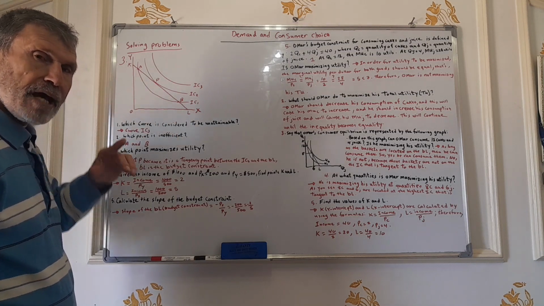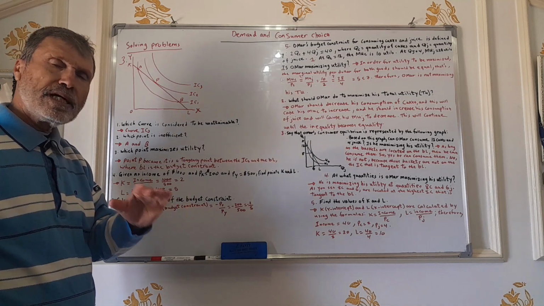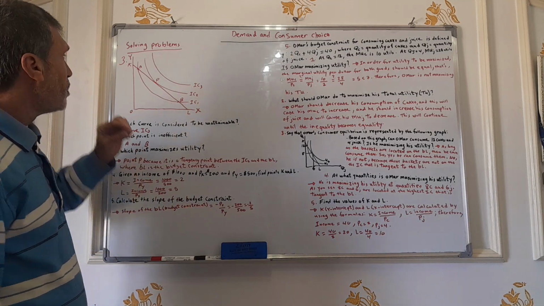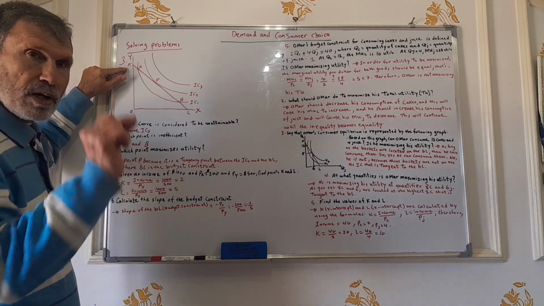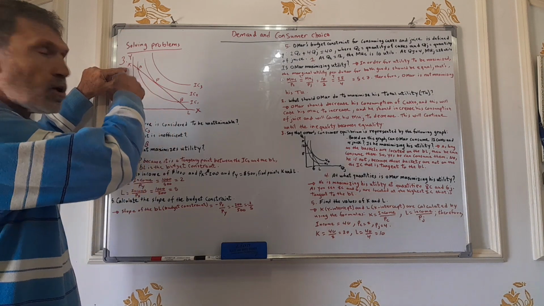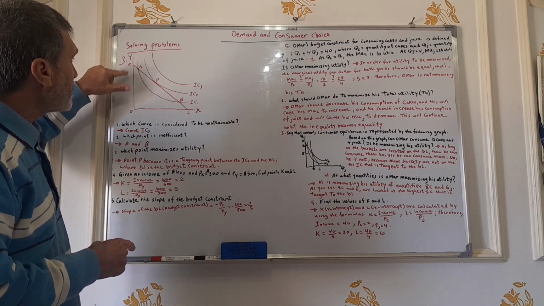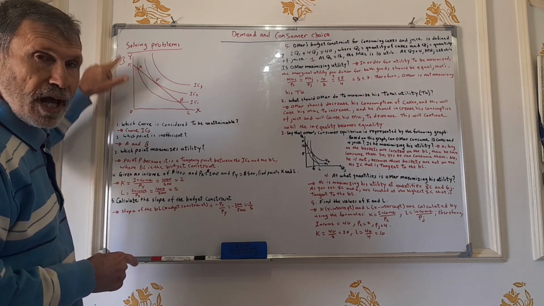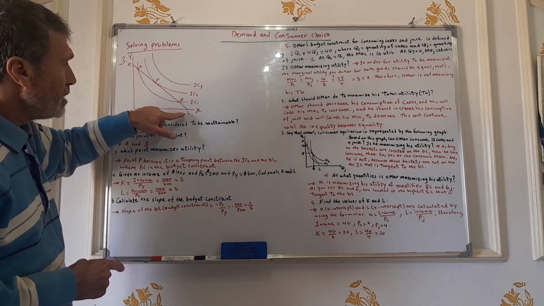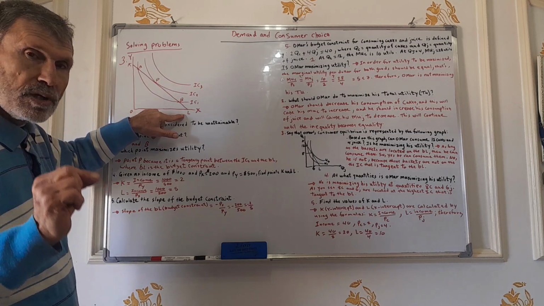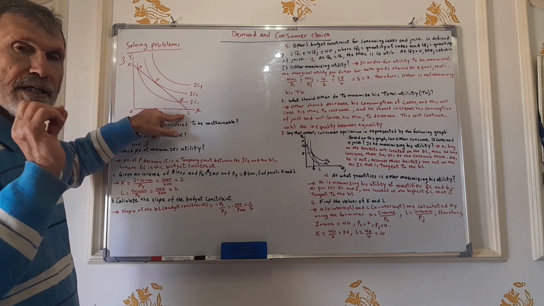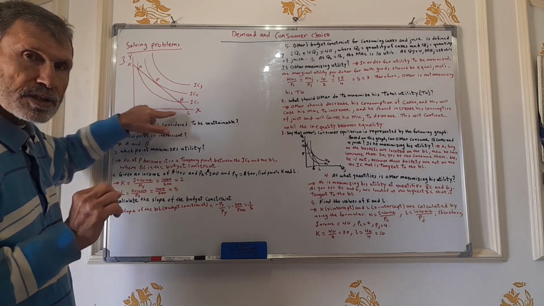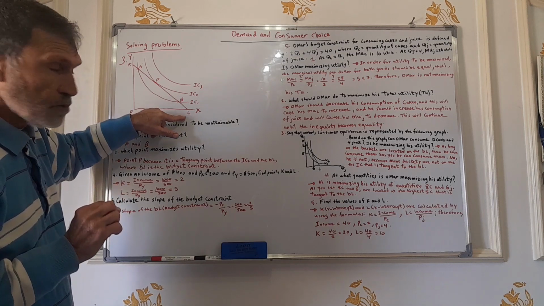K and L can be calculated easily by using the formula, where K, the y-intercept, is equal to income over the price of Y, the price of the good along the vertical axis. L is the same thing. L is calculated by using the formula, which is income over the price of the good along the horizontal axis, which is the price of good X.